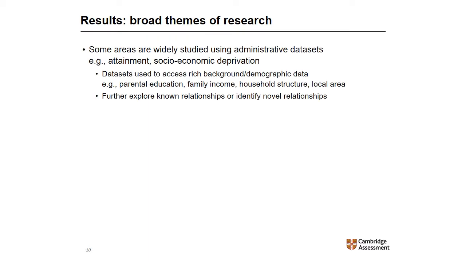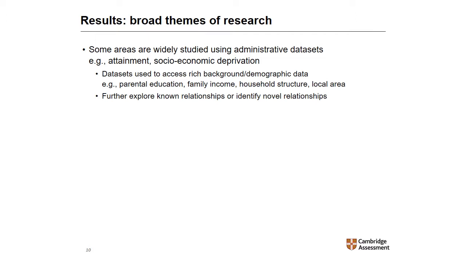So those are the seven themes identified, but we can also draw some overall summary points from those. So first, I'd say that some areas are very well studied already using administrative data sets, and these are things like attainment, socio-economic deprivation, and so on. These are very widely studied.